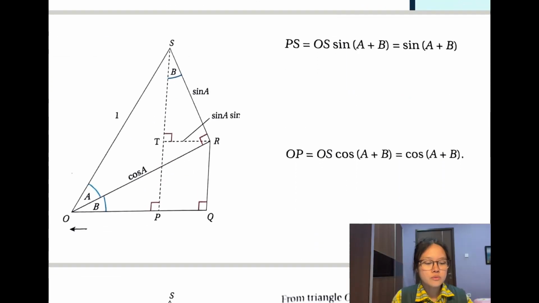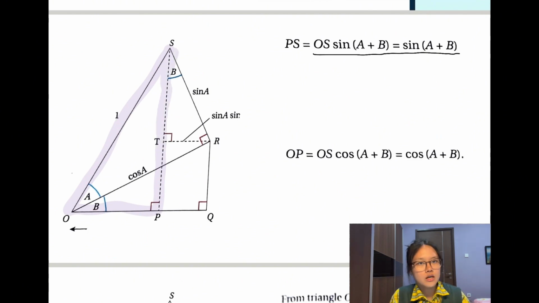So first, I'm going to be explaining how we get PS equals OS sin(A plus B), which equals sin(A plus B). First we're going to look at the triangle SOP, which is over here. Because it is asked about the PS, and the PS is the opposite of this triangle itself, we'll be using sin, because sin is equal to opposite over hypotenuse.